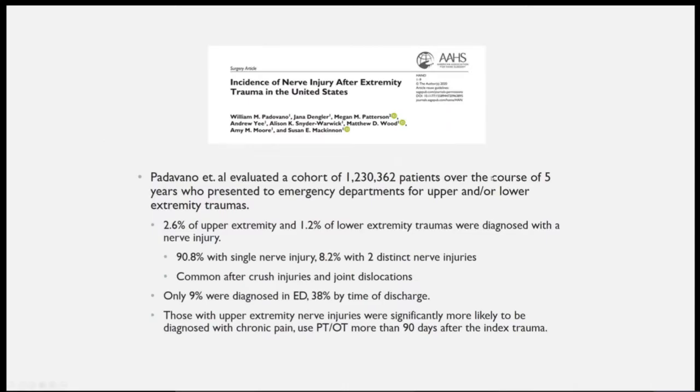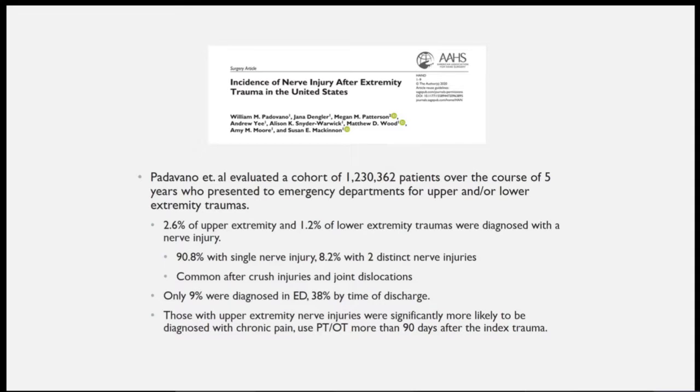I guess, before we get into the specifics of nerve injuries, the question is, why is it important? Is it really something that we see all that often? I think that as we understand nerve injuries, we look for them more often than we find them. But this is a paper by Susan McKinnon, who is probably one of the best known nerve surgeons in the world. They looked at a cohort of 1.2 million people who came into the emergency department with an extremity trauma.